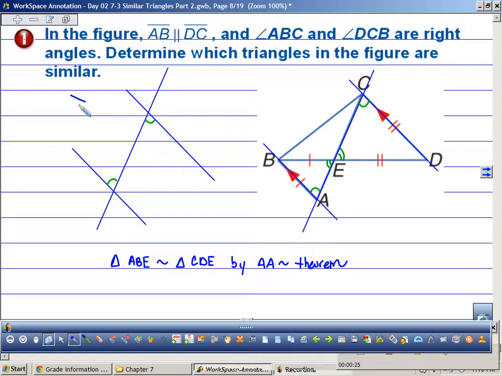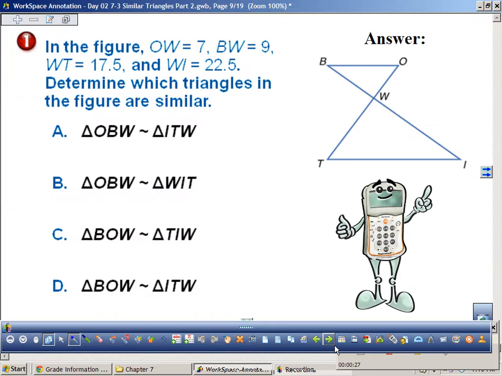All right, so yesterday we discovered that if we had this figure and we drew parallel lines that mimicked the figure, then we also saw alternate interior angles. Alternate interior angles are congruent, therefore I marked these two. Vertical angles are congruent, so I marked those two. And then we were able to write a similarity statement saying ABE is similar to CDE by the angle-angle similarity theorem. Any questions on that? Okay.